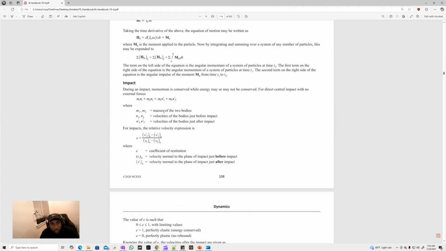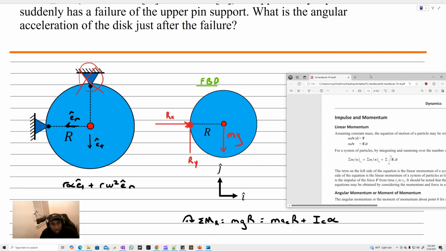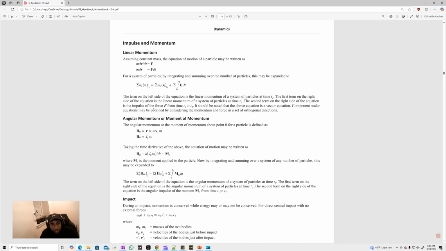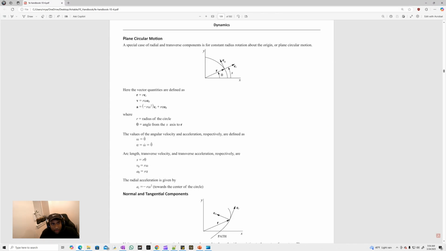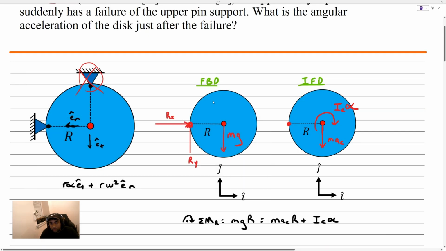We also need to know about some of that circular motion information here. It says plane circular motion. Now, I would just memorize this, right? But if you see the acceleration right here and the speed, we're focused on the acceleration. The acceleration in the tangential or the theta direction is equal to r alpha, and in the radial direction, it's equal to negative r omega squared. That's the inward pointing direction, right? That's the direction of our normal.